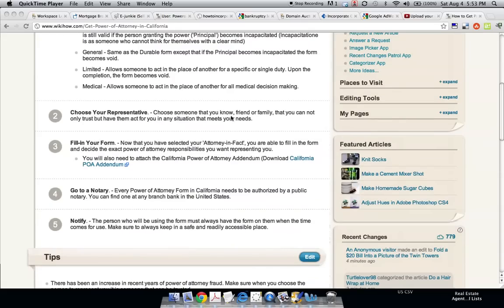Choose your representative. You want to choose someone that you know, friend or family, that you can not only trust but who has your back in any situation that meets your needs. Having someone who is very trustful should be very high on your list. But you also want to have someone who can readily act for you. So if you have someone that is trustworthy that lives 5 minutes away, and someone else who is very trustworthy that lives an hour away, you might want to choose the person that's 5 minutes away just because of their ability to act for you in pretty much any situation.